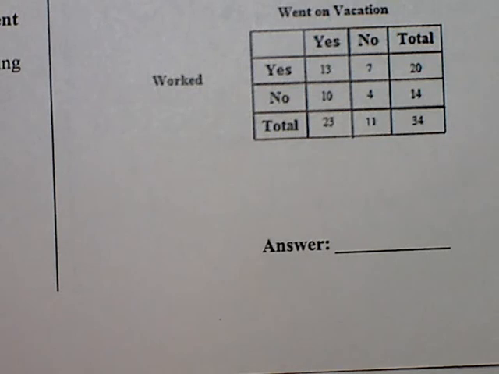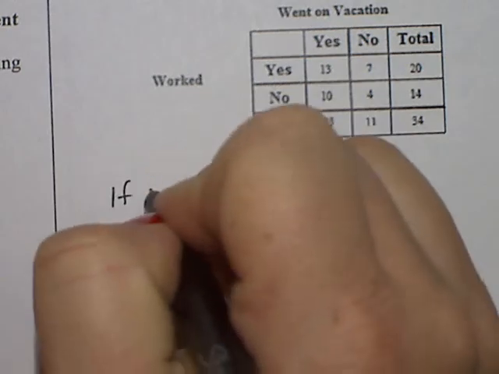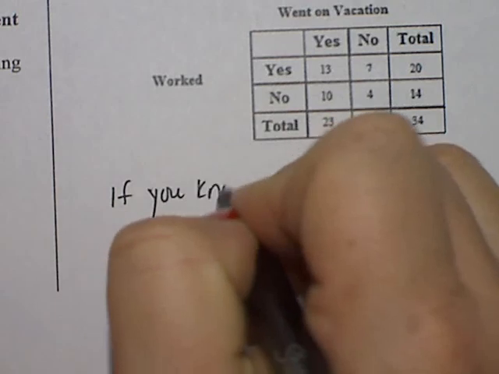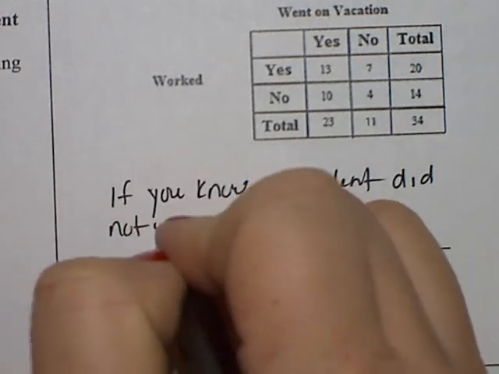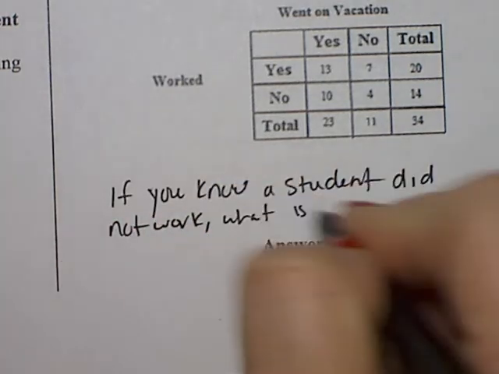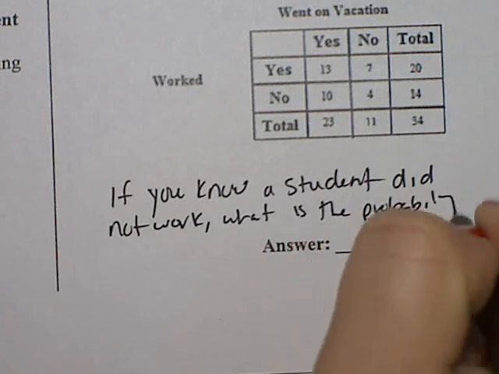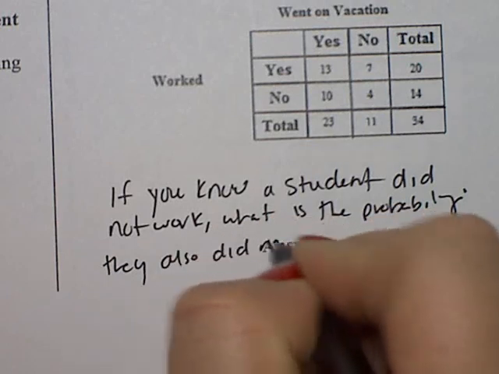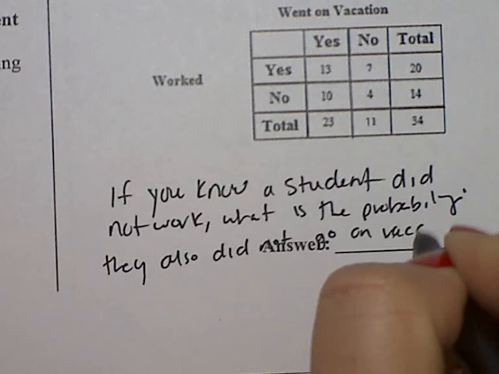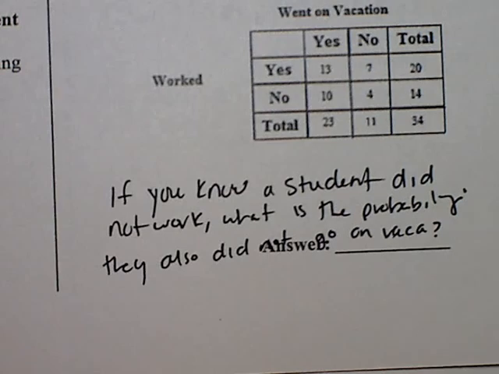Please write that down. If you know a student did not work, what is the probability they also did not go on vacation? So here's where this is sometimes a little confusing for students. They didn't insert the word given, but there's a given statement here. What is the given? What do you know for sure? Okay, so circle, they didn't work.